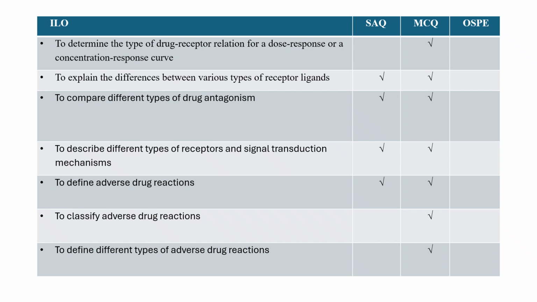Okay, to define adverse drug reactions, again, definitions are very important. To classify adverse drug reactions, what basically comes here is either we are going to ask you in multiple choice questions about certain characters of different types of adverse drug reactions, where we describe a certain character and tell you which type of adverse drug reaction this is, or we describe an actual reaction and tell you again which type this is. So you need to understand very well, for example, the difference between hypersensitivity and supersensitivity.